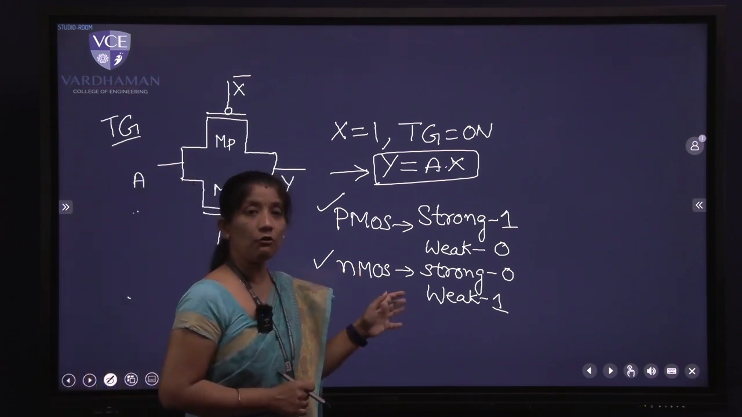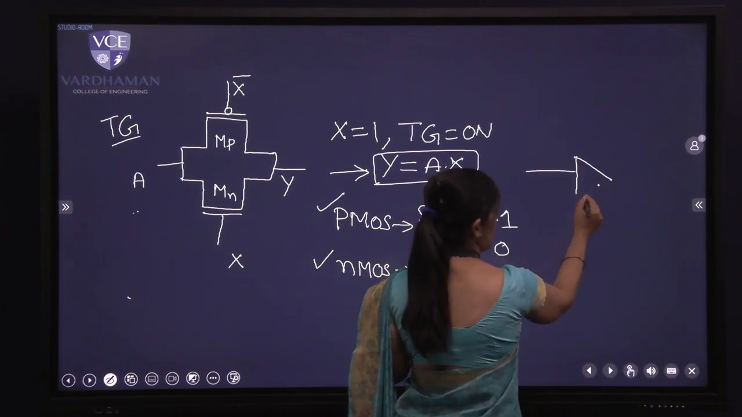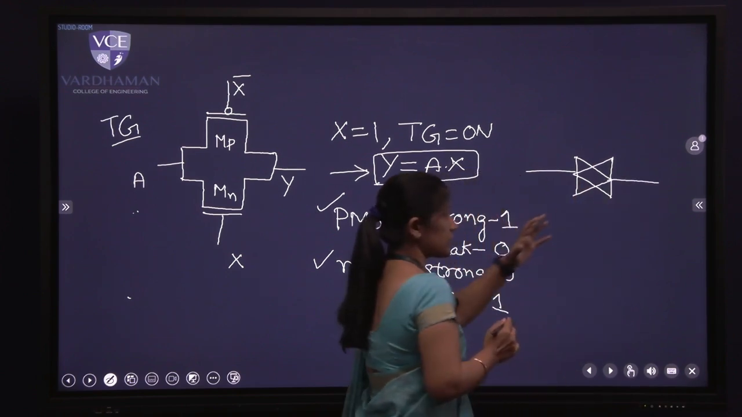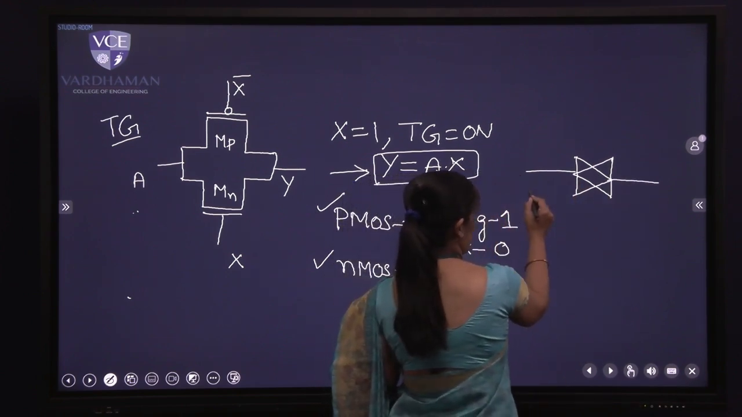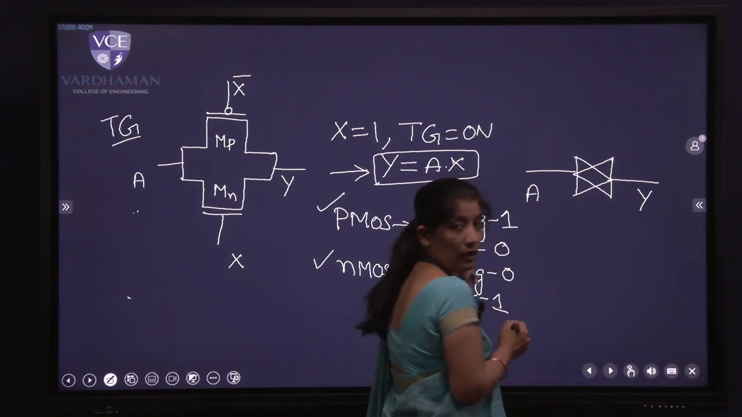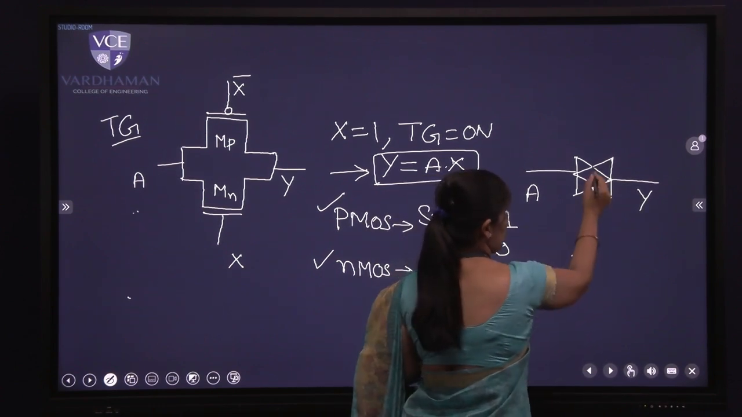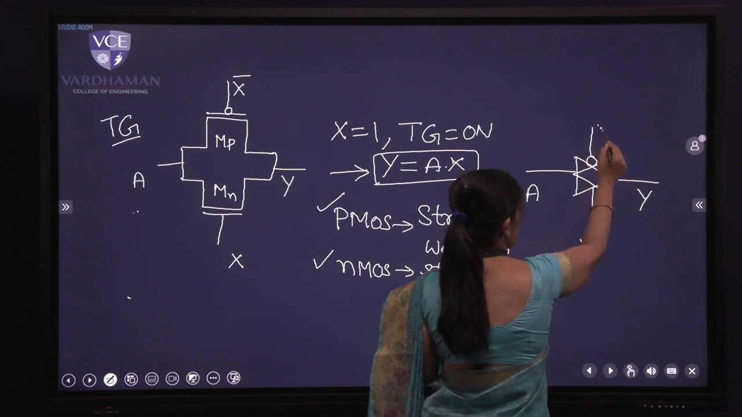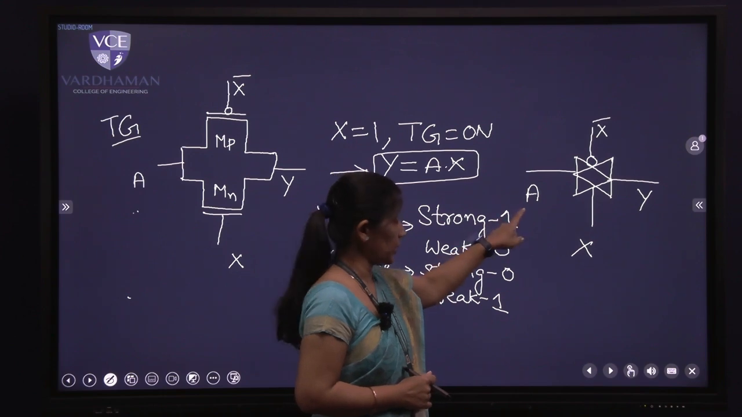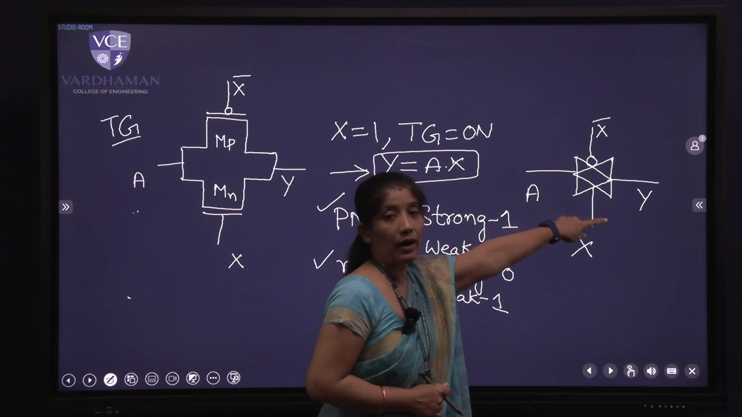Now coming to the symbol of my transmission gate, let me draw the basic symbol. A transmission gate is bidirectional in nature, so I have two buffers drawn on either side. Input is on the left side, output is on the right side. I have a control signal at the bottom, that is the gate of NMOS as X, and the gate of PMOS is on the top, that is X bar. So I have the symbol of my transmission gate. Input is A, X is the control signal given to NMOS, PMOS is receiving X bar, and the output is Y.